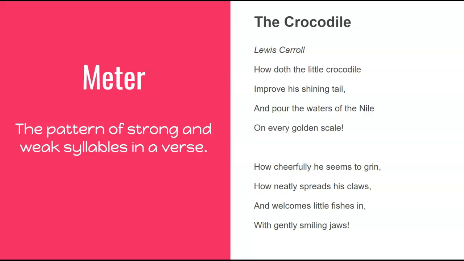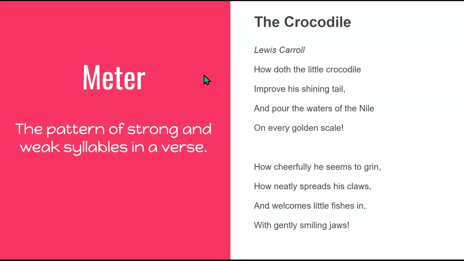So far I have one. What I do is I usually get a sticky note and I write down my syllables so I can know how many syllables each line has. So far we have one. Doth, one for doth. The, one syllable for the. Little, two syllables for little.